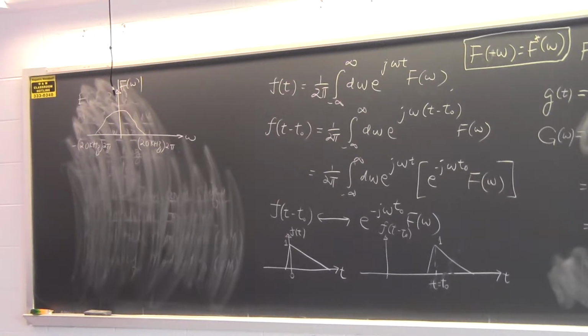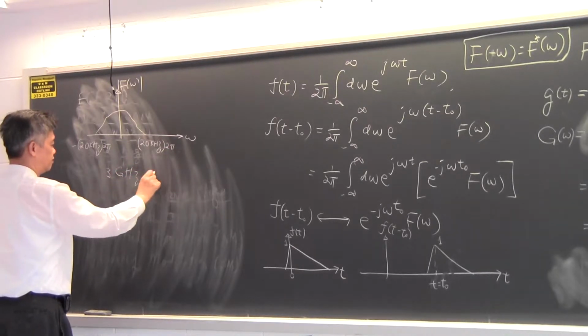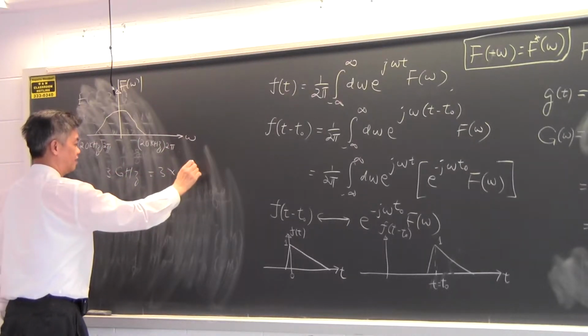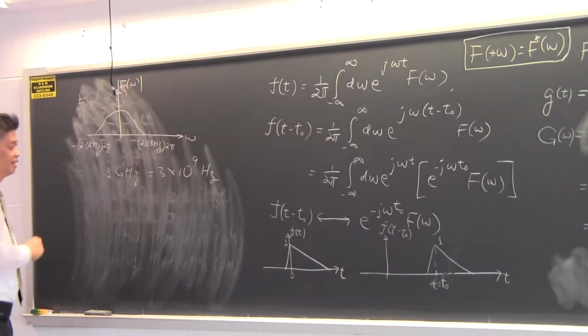And what is the signal that you have inside your computer, your desktop PC? You know what frequency that oscillates at? 3 gigahertz, right? 3 gigahertz is 3 times 10 to the 9 hertz. So compared to what you have inside your computer, this kind of hertz is actually very small.